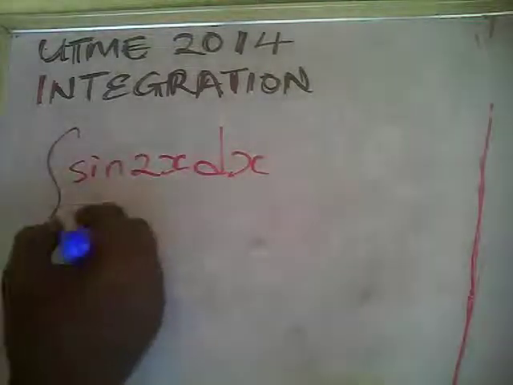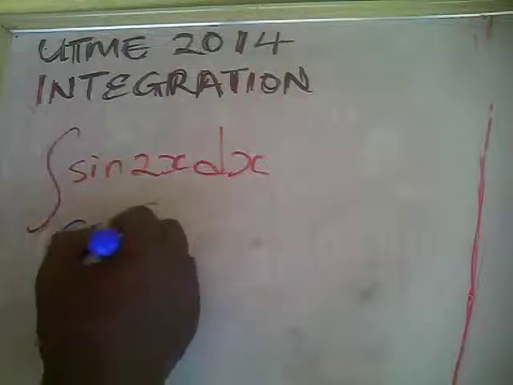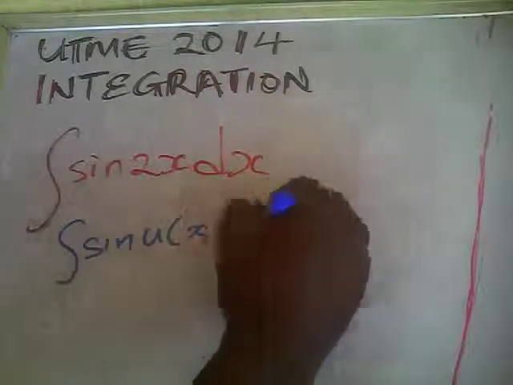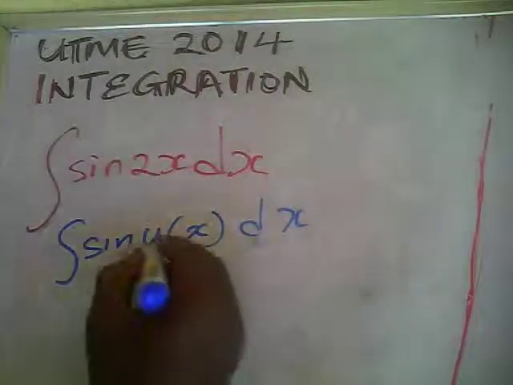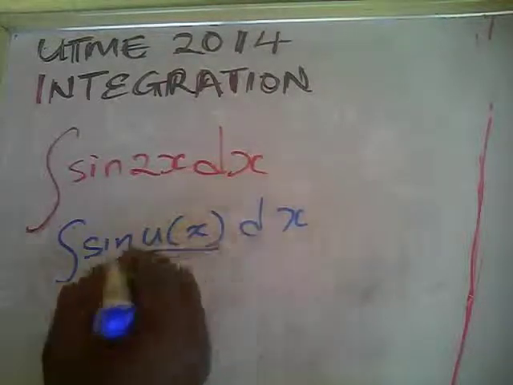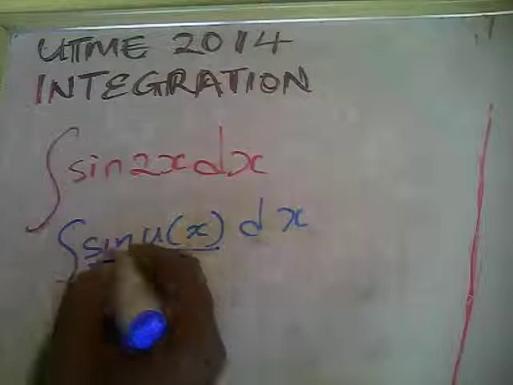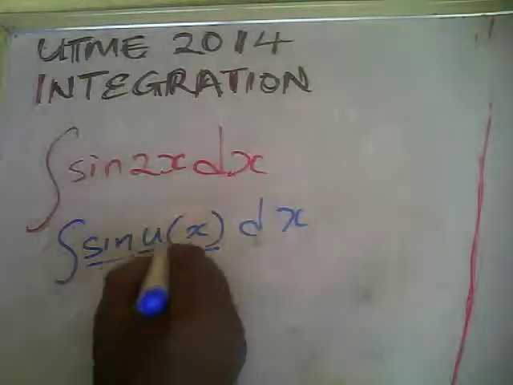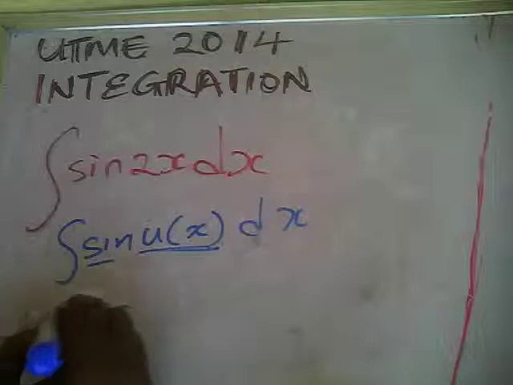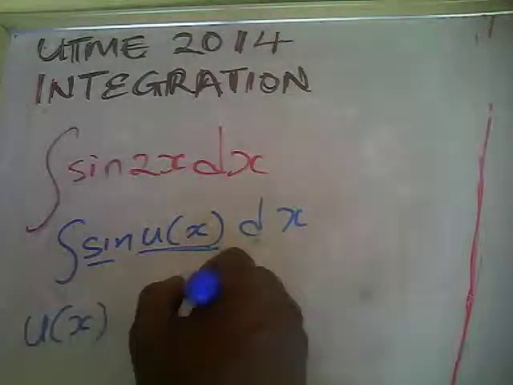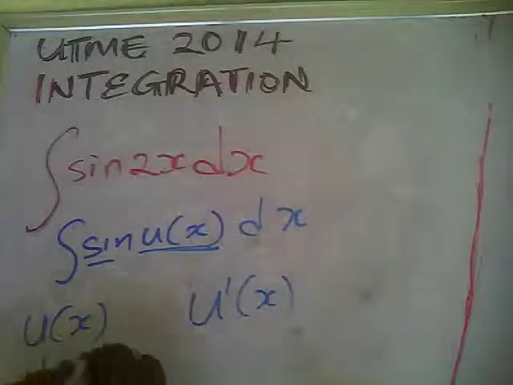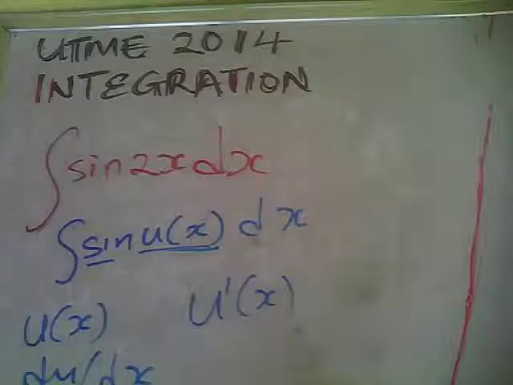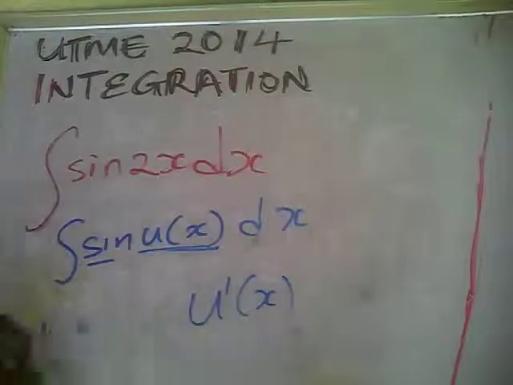If we have a question of this nature, we have the integral of sine u of x dx. What we have to do first is pick this u of x, which is a function on its own. Then we are finding the sine of a function. So we bring out this u of x, whatever it is, then we differentiate it to get u prime of x, or du dx. Once we have gotten our du dx, we now plug that into a formula.